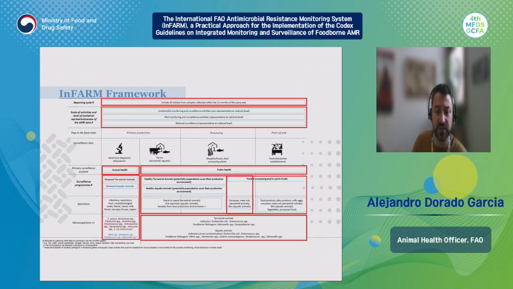The other 3 surveillance programs are healthy terrestrial and aquatic animals, and also food at processing or point of sale. These surveillance programs have a primary focus on public health. What we are talking about here is active surveillance, collecting mainly fecal samples in animals and meat samples from carcasses or from food products to understand the transmission of foodborne antimicrobial resistant pathogens, mainly Salmonella and Campylobacter, and commensal bacteria, Escherichia coli and Enterococcus, across the food chain.